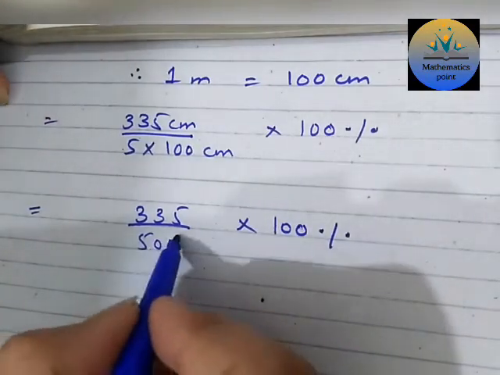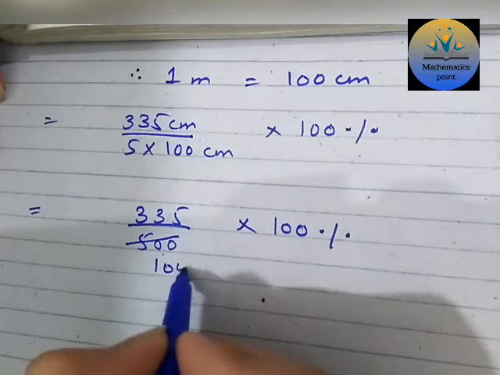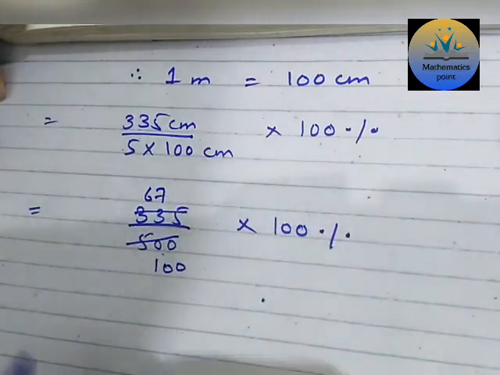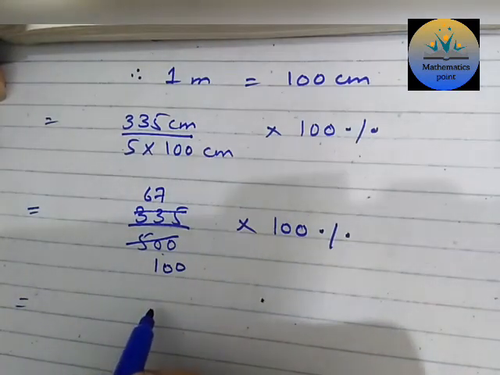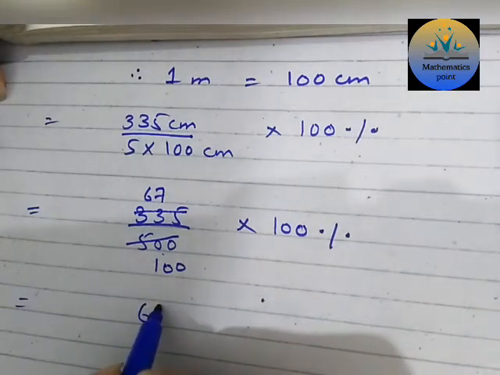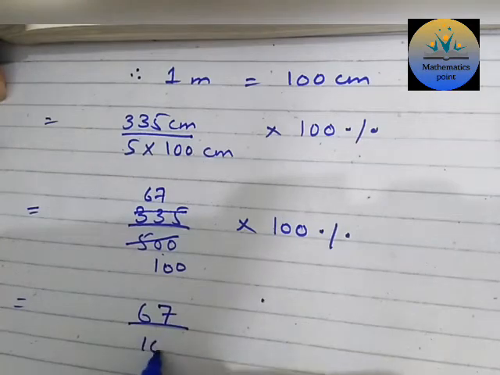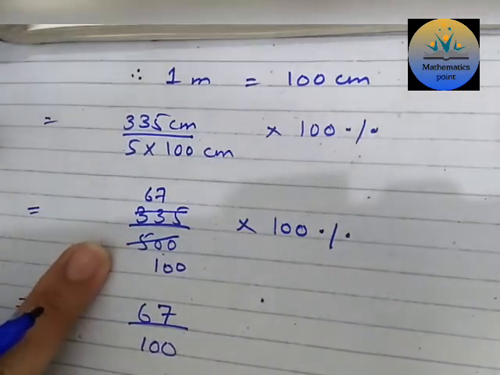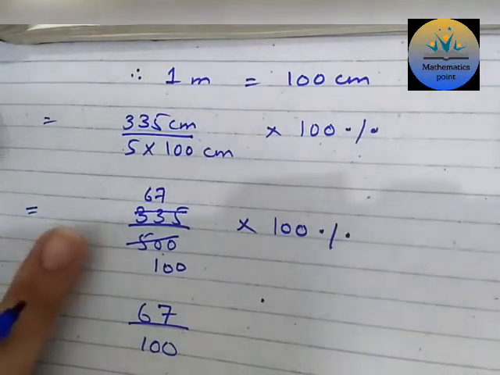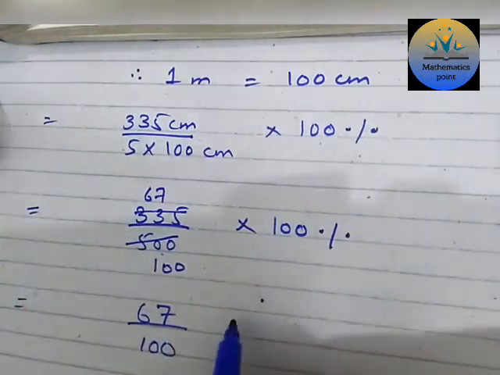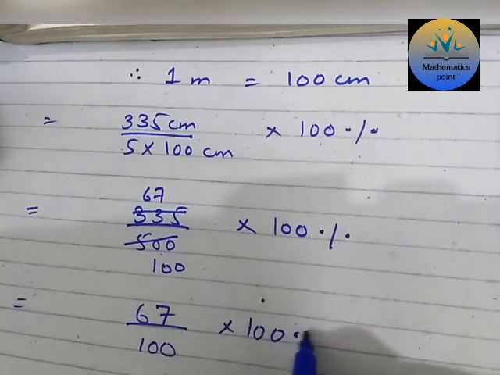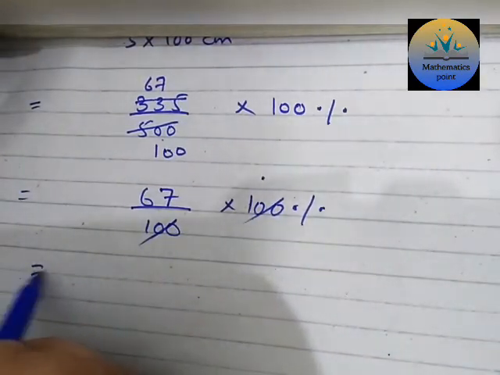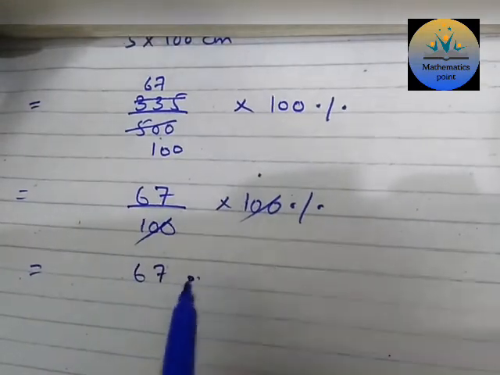Now simplify it. 5 1s are 5 and 2 zeros, and 5 6s are 30 and 5 7s are 35. Now the new fraction is 7 by 100. Both cutting by the 5 table. We divide the numerator and denominator with the same table. So here these 100 cut with each other and we get the answer 7%.